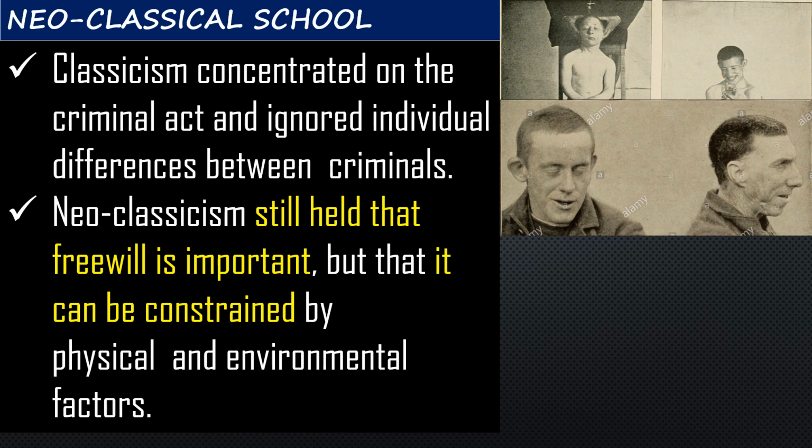Classicism concentrated on the criminal act and ignored individual differences between criminals. So neoclassicalists were saying that we are not all the same. We have differences, differences of irrationality. There are people who cannot discern what is right and what is wrong. Okay. And in neoclassicism, they held that free will is important, but that it can be constrained by physical and environmental factors. So it could be constrained, meaning it can be affected by the physical environmental factors.